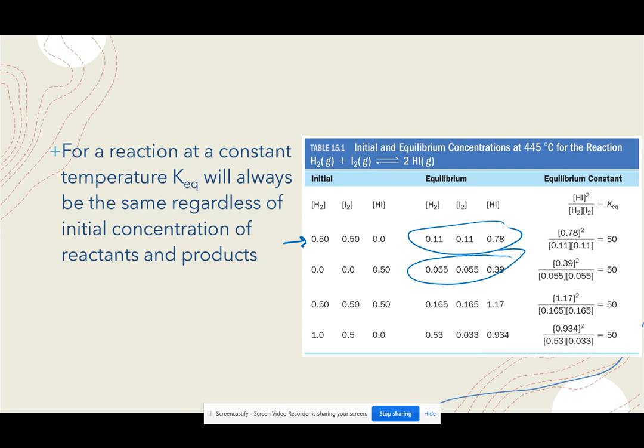So again, at constant temperature, it does not matter how much of each reactant or each product you start with. It doesn't actually even matter how much you end with, but the ratio of products to reactants will always be constant.